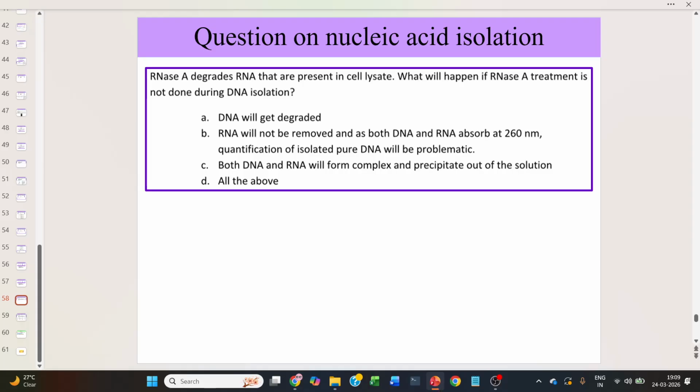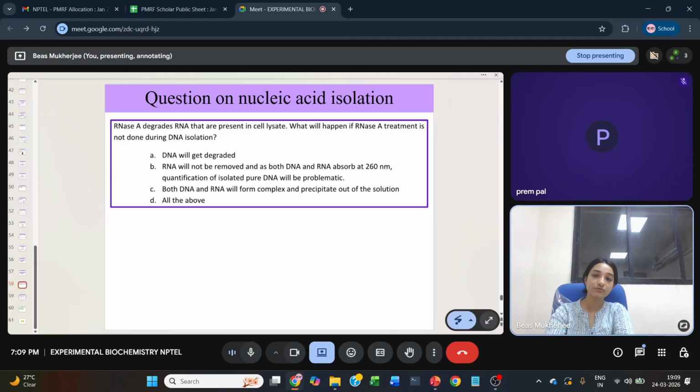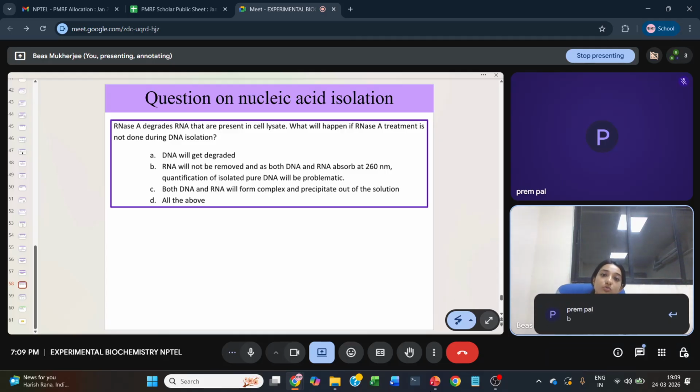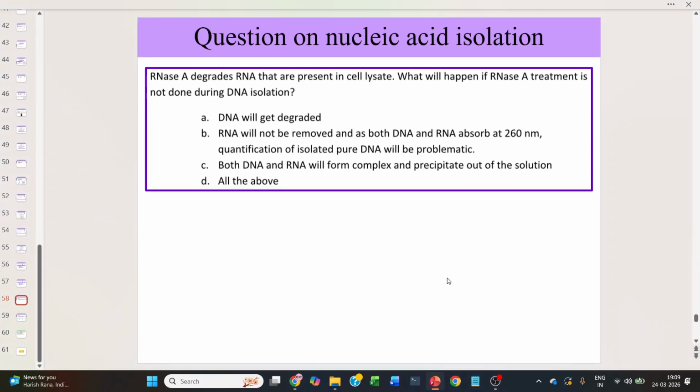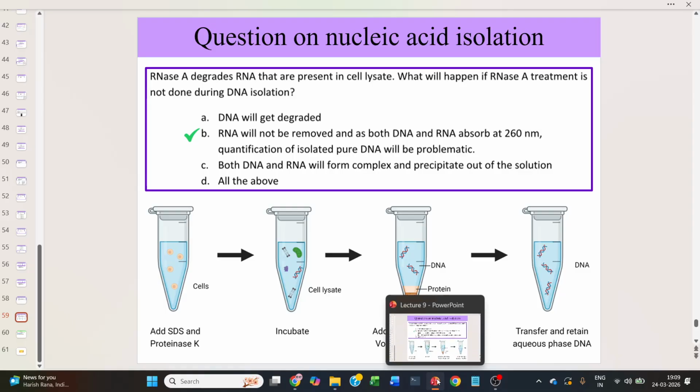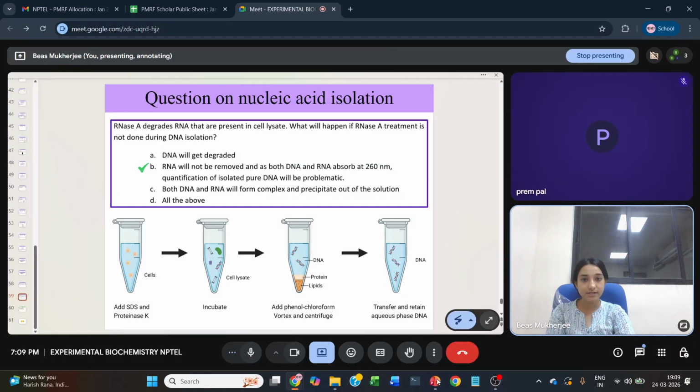Great. Now we come to the last question of today. RNase A degrades RNA that is present in the cell lysate. What will happen if RNase A treatment is not done during DNA isolation? So DNA will get degraded, RNA will not be removed, as both DNA and RNA can absorb at 260 nanometer. Quantification of pure isolated DNA will be problematic. Correct. So B is the right answer. You will not get the right reading for pure DNA. Correct.